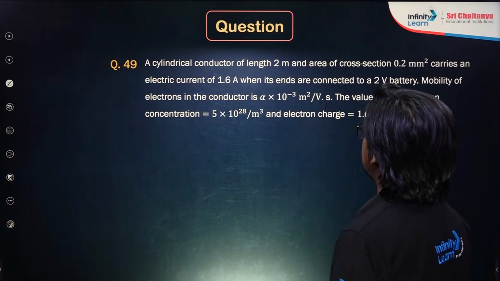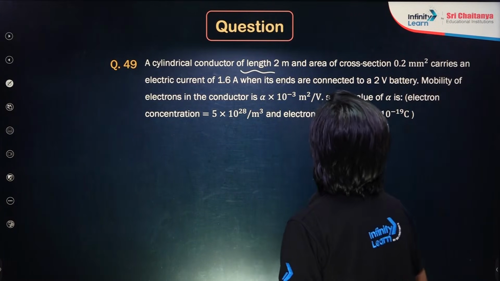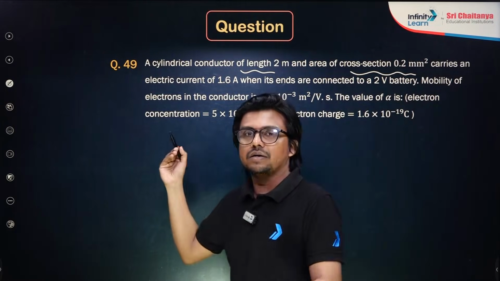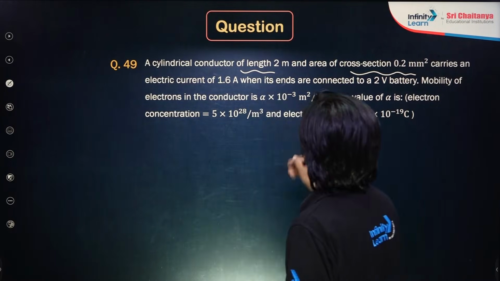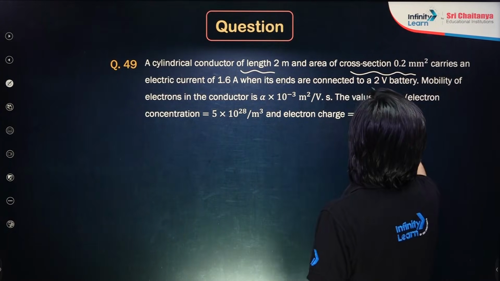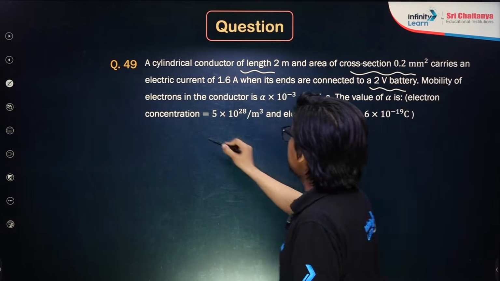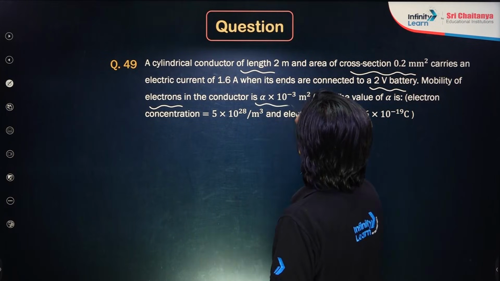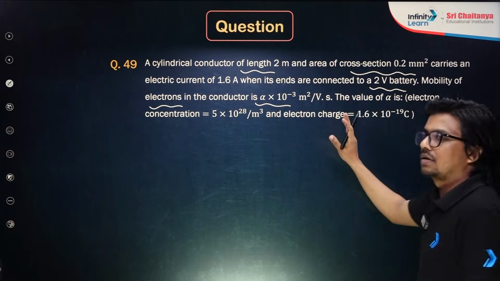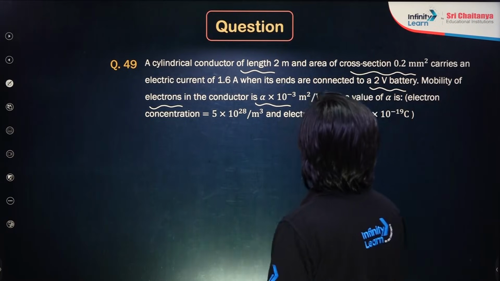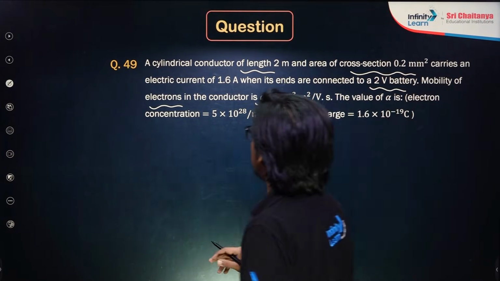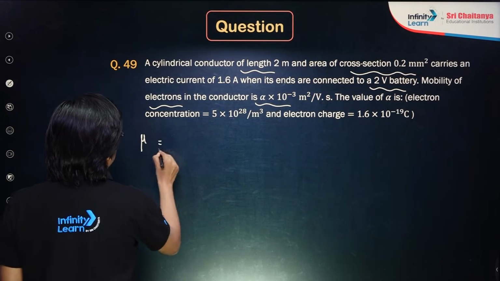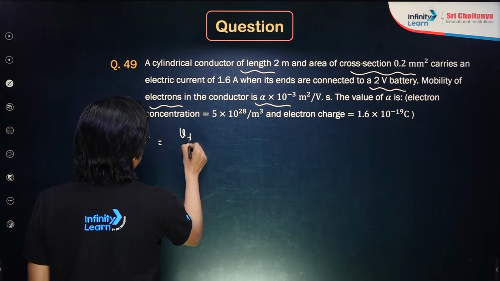49. A cylindrical conductor of length 2 meter and area of cross section 0.2 millimeter square carries an electric current of 1.6 ampere when its ends are connected to a 2 volt battery. Mobility of the electrons in the conductor is alpha into 10 raised to the power minus 3 meter square per volt per second. The value of alpha is, how can you do that? So you can just write mobility mu is equal to VD by E.